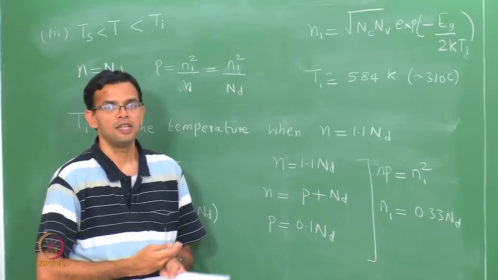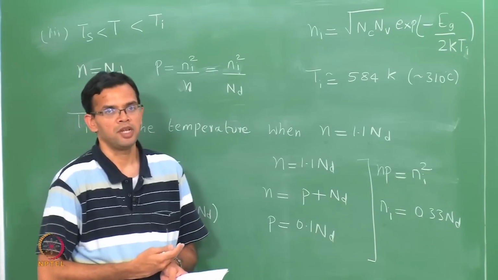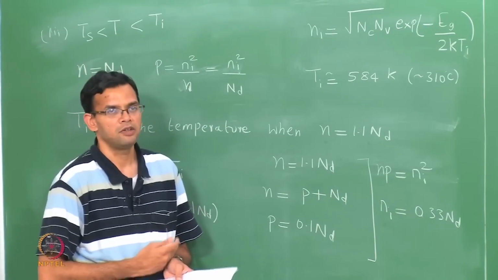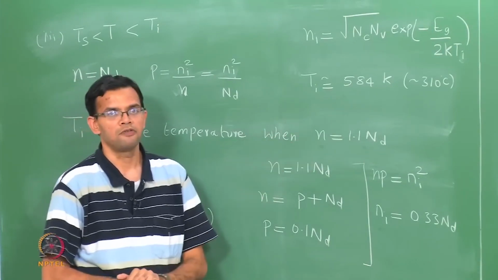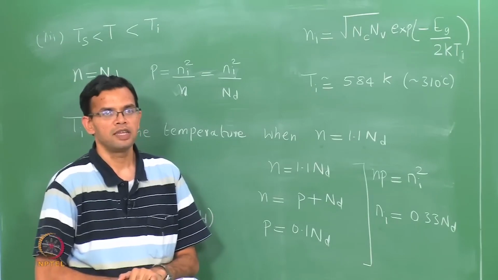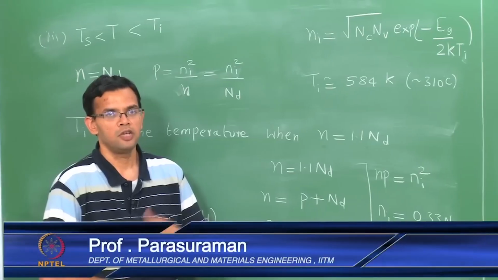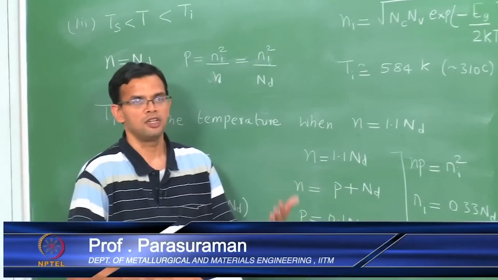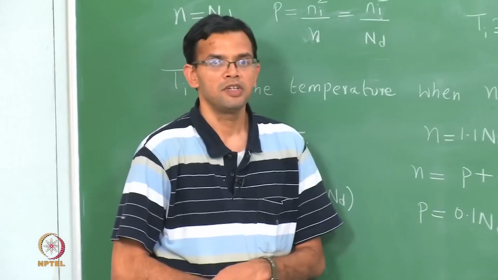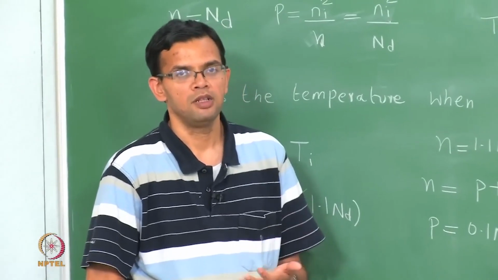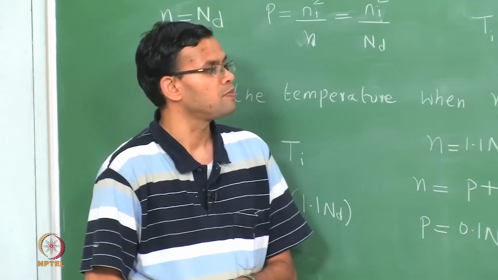So, in the case of silicon, we have a regime starting from the saturation temperature, which is around 50 Kelvin or 60 Kelvin, to an intrinsic temperature that is around 584 Kelvin, where the carrier concentration is essentially a constant and it is equal to the donor concentration. The difference is only within 10%. This means the conductivity will also be very stable, because the conductivity depends upon the carrier concentration.